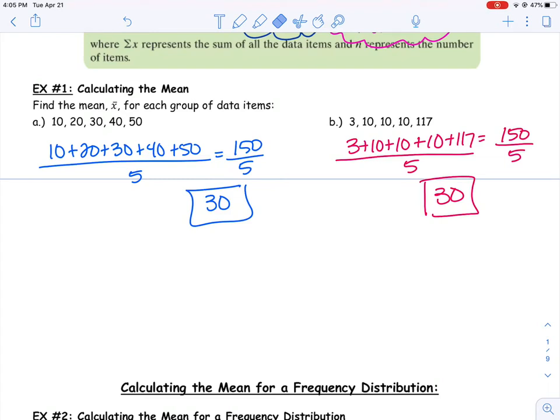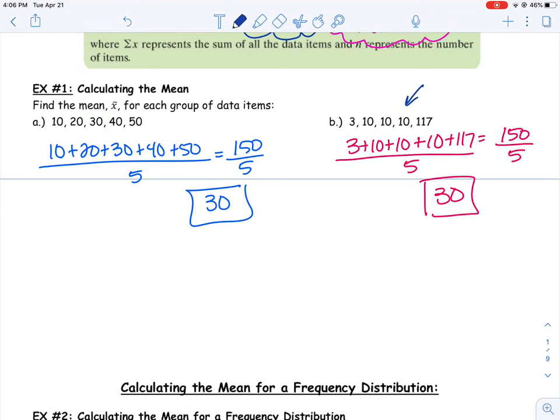So without lying, I could say that the average person in set B also lost 30 pounds. But if you actually look at the data set, only one person even got close to losing 30 pounds. It was that person, that outlier, who lost 117 for whatever reason. All of the other people, the most that they lost was 10. So you have to be really careful when you calculate or hear the word average or mean, because it doesn't always reflect all the different data items in the set, because there might be outliers involved. So you just have to be careful.